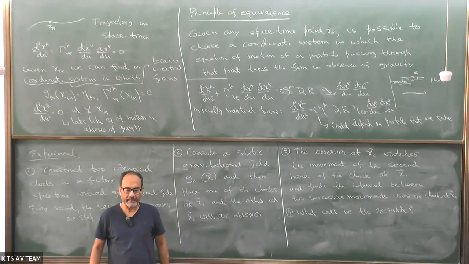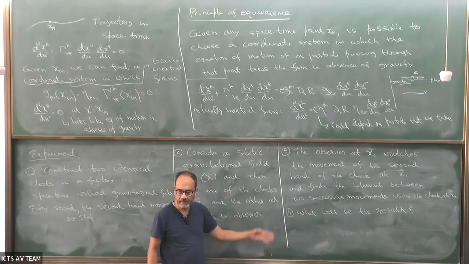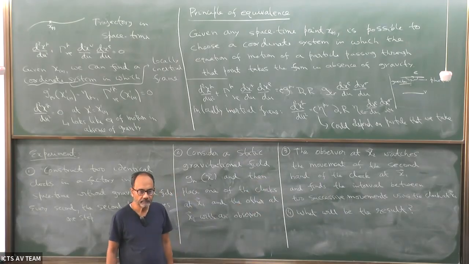From usual experience, we would think it's 1 second. That clock is moving every second, so the observer somewhere else will see the clock move every second. But we will now try to answer this question using what we have learned. Is it clear?